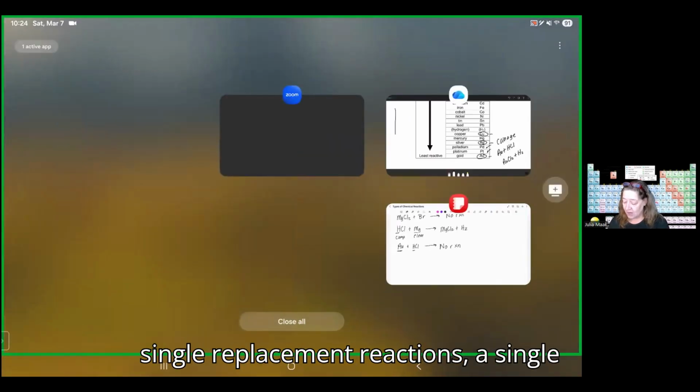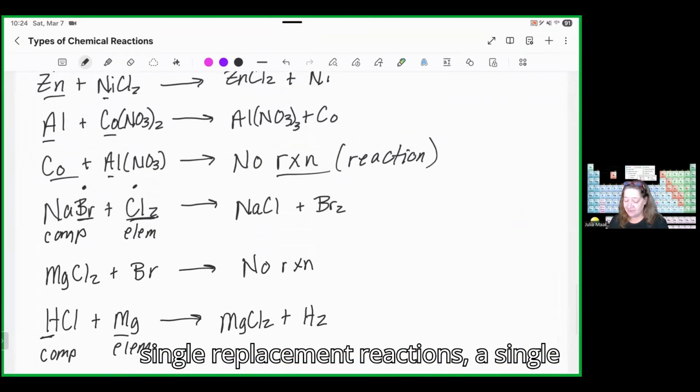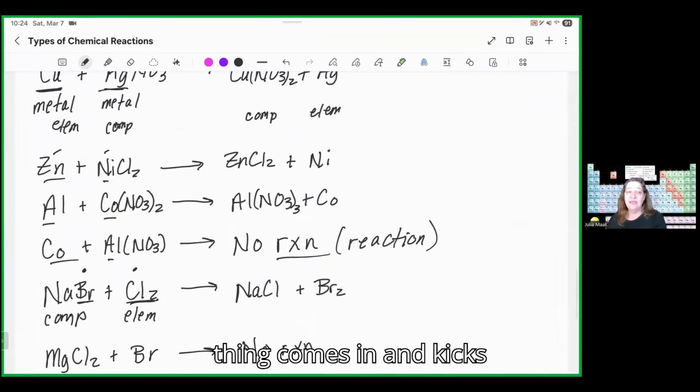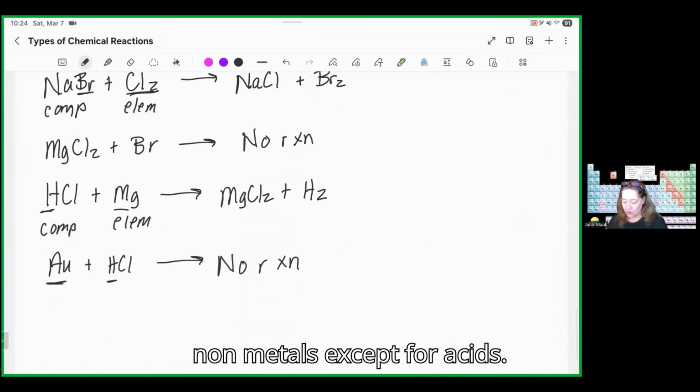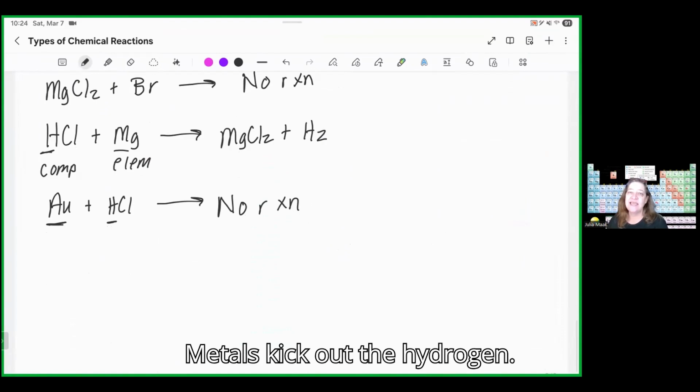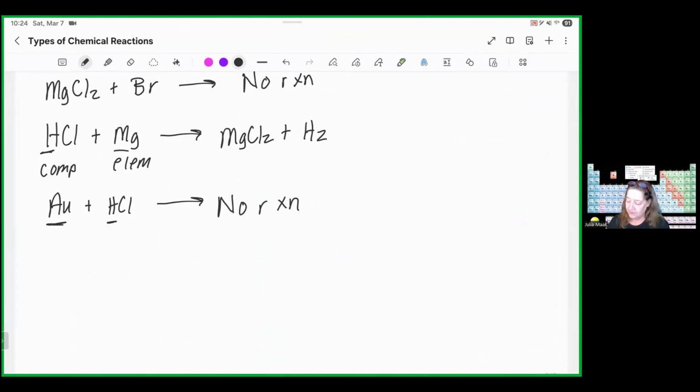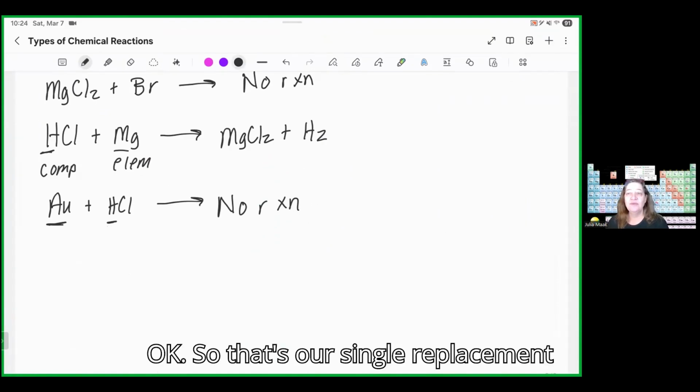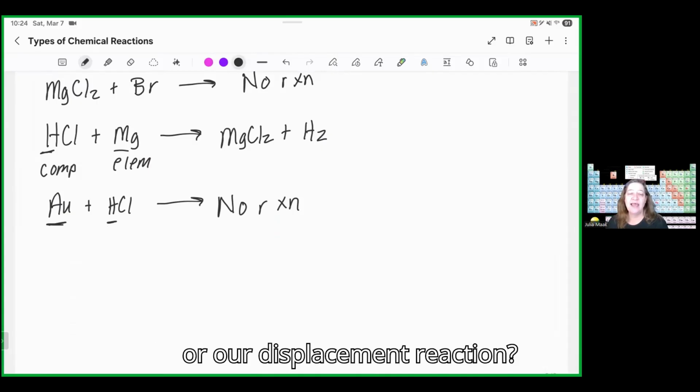Okay? So, single replacement reactions. A single thing comes in and kicks out another single thing as long as it is stronger. Okay, and metals kick out metals, non-metals kick out non-metals, except for acids, where metals kick out the hydrogen. Okay, so that's our single replacement or our displacement reaction.